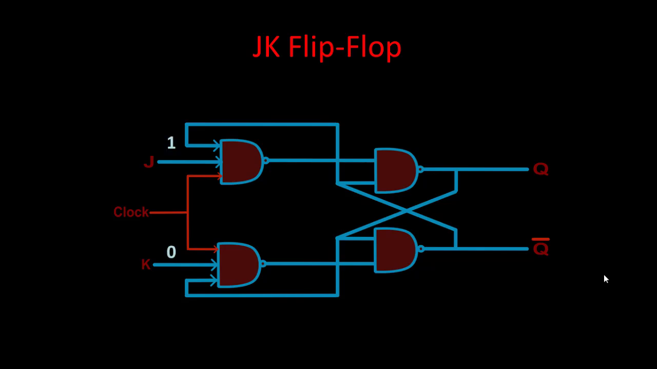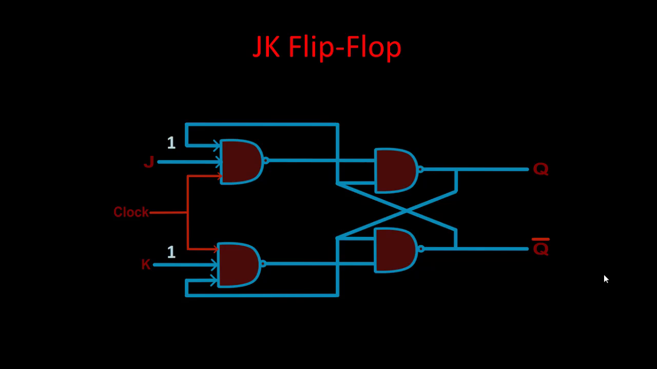Now if the input is 1 0, because this is a symmetric circuit, in the previous case with 0 1 we got 0 1, so with 1 0 of course we'll get 1 0. No need to explain this again, it was as previously explained. This is called a set state because Q becomes 1.